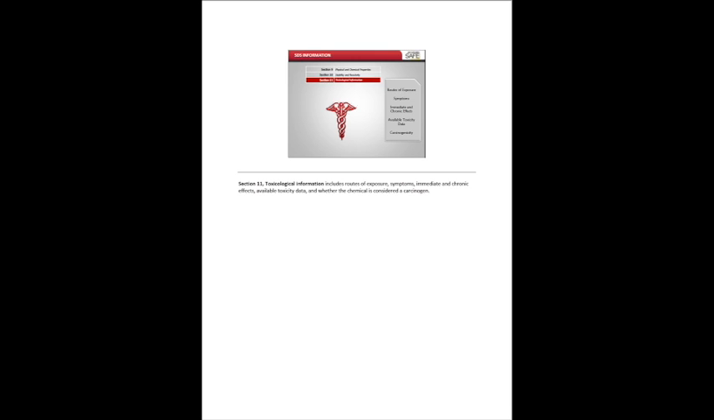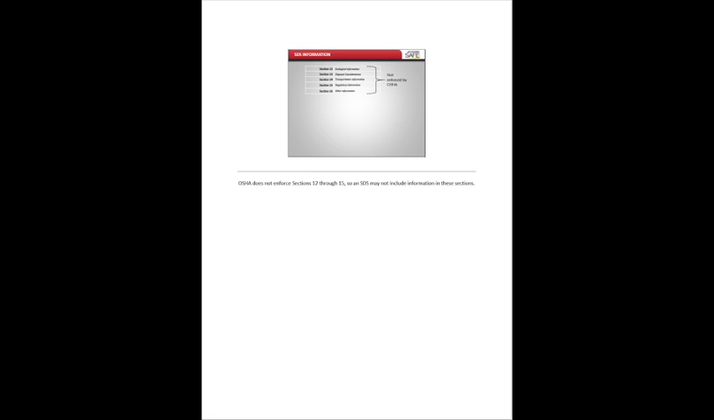Next slide. Section 11, Toxicological Information, includes routes of exposure, symptoms, immediate and chronic effects, available toxicity data, and whether the chemical is considered a carcinogen. Next slide. OSHA does not enforce sections 12 through 15, so an SDS may not include information on these sections. Next slide.